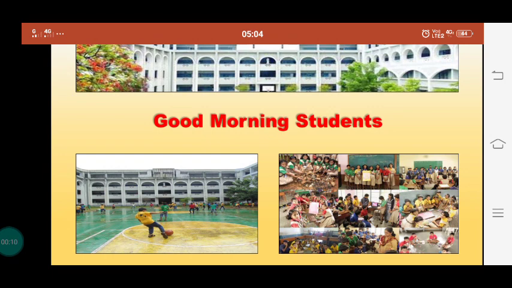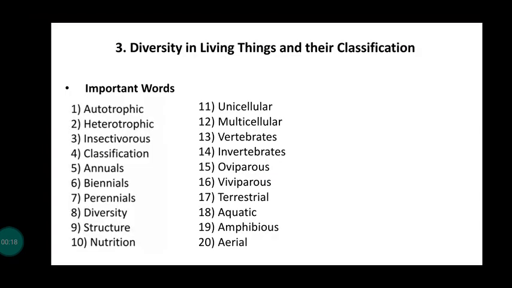On Wednesday, we studied classification of animals, and today we will write questions and answers of this lesson. That is lesson number 3, diversity in living things and their classification. So, open your science notebook and science textbook.